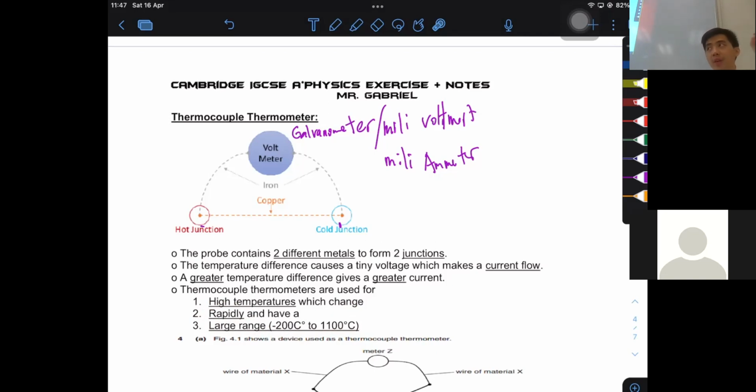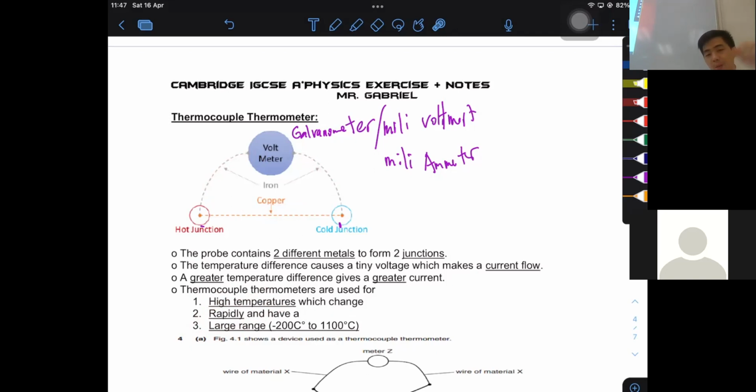In your IGCSEs, it is very commonly asked, I've seen at least 4 or 5 of them ask this before: what's the main advantage of a thermocouple, and usually they'll ask you to write 2. If they ask you to write 2, the first main advantage is that it has a super large range. You can think of it as a thermometer on steroids. Then it can respond very rapidly because it uses metals instead of liquid. Metals heat up much faster compared to liquids. That's why it has a very high response rate, guys. Does everyone understand what I'm talking about?